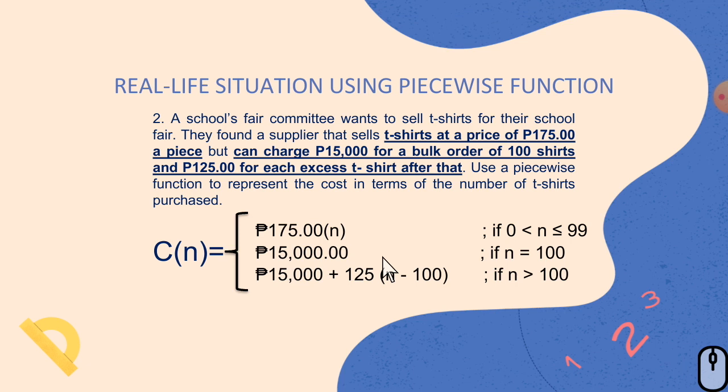And therefore, the answer in the number 2 is ito na yung ating tatlong function, which is the C of n is equal to 175 pesos times n if n is greater than 0 but less than or equal to 99, and C of n is equal to 15,000 pesos if n, or the number of t-shirts, is equal to 100, and then the C of n is equal to 15,000 plus 125 times n minus 100 if n is greater than 100. So, ganun lang yung ating gamit ng piecewise function sa real-life situations.